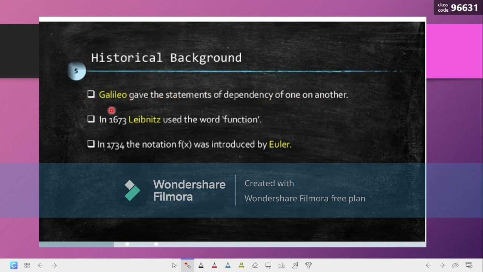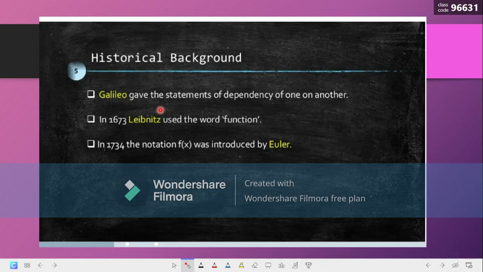Are you familiar with Galileo, class? We have here Galileo di Vincenzo. Galileo actually was an Italian astronomer, a physicist and engineer, and sometimes described as a polymath. Commonly referred to as Galileo, he was born in the city of Pisa, then part of the Duchy of Florence. Okay? So, he was the one who gave the statements of dependency of one on another. So, that's why we have the x and the y values.